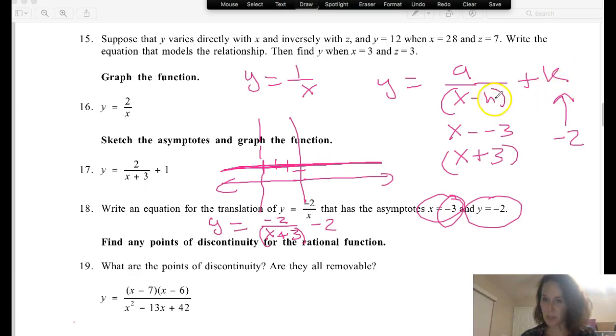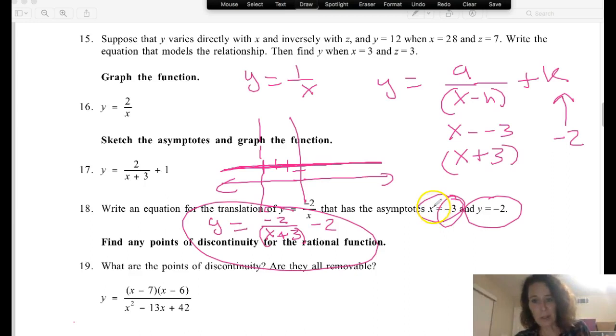This is my x shifter. It's the opposite. This is my y shifter, and it's straightforward. So it's going to be x plus 3 minus 2. And it looks like this. So really, you're just plugging in your asymptotes here. So your vertical asymptote goes with the x value. Your horizontal asymptote goes with the y value.